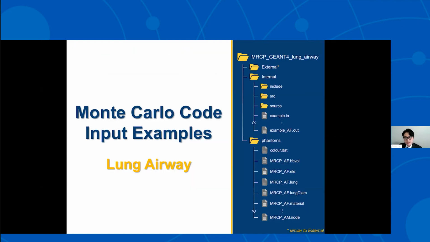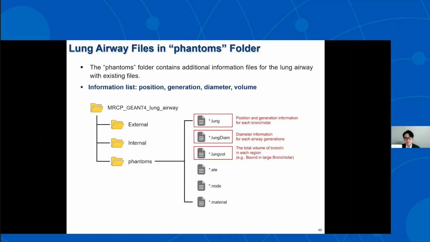The last input examples are about the lung arrays. As I said before, this folder is not included in the current electronic files, but we're going to update this folder soon. So I will briefly explain this folder. As Dr. Young said, the lung airways were constructed in the CSG format based on the numerical data, not in the tetrahedral mesh format because of the memory issue.